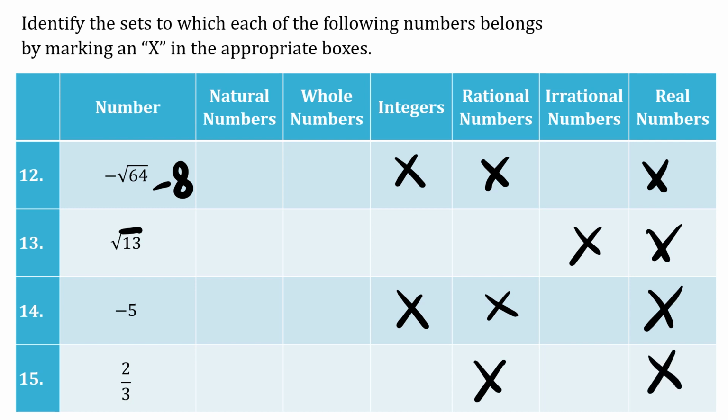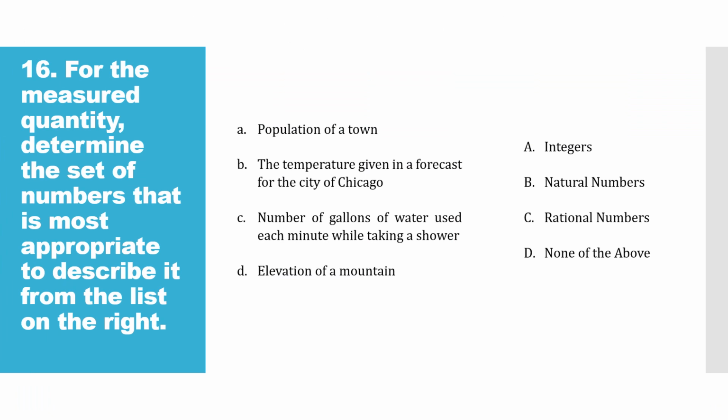All right, cool. And then last question on this set of notes. It says, for the measured quantity, determine the set of numbers that is most appropriate to describe it from the list on the right. Now, I'm sure you could have various answers here. Just the wording of the question alone lends itself to having more than one correct answer. So the phrasing there, most appropriate, tells me that there could be more than one correct answer, which is fine.